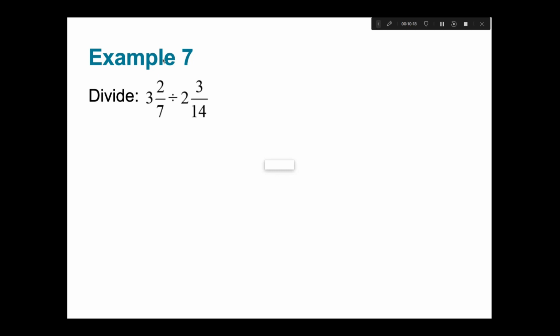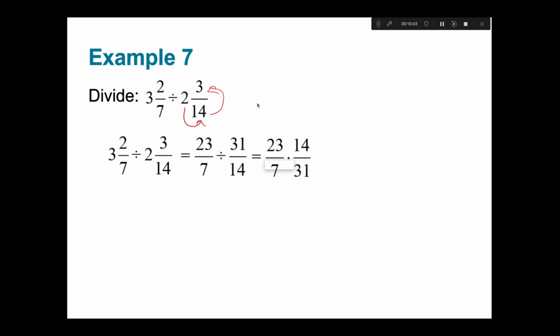My second fraction, I'm going to also multiply and add: 2 times 14, plus 3, 31. 31 over 14. Now I'm going to divide these two fractions. In order to divide these fractions, Blake, what do I have to do? Flip and multiply.